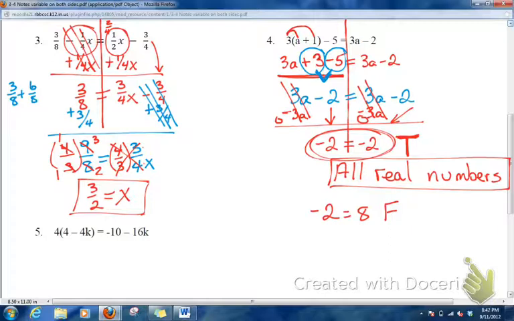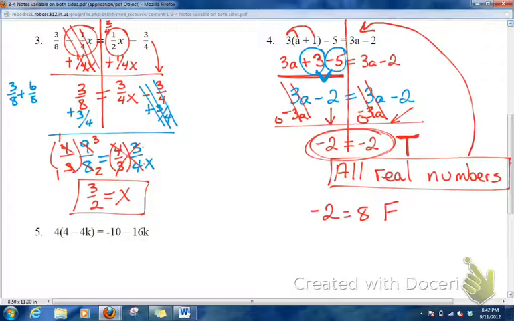Now, all that means is that you can take any number and plug it back into this equation. If you say 5, plug 5 into the equation, you're going to get a true statement. Plug in negative 2 into that equation, you're going to get a true statement. Plug in 1/5 into that equation, and you're going to get a true statement. Meaning any real number plugged in for a will make that a true statement, a true equation.